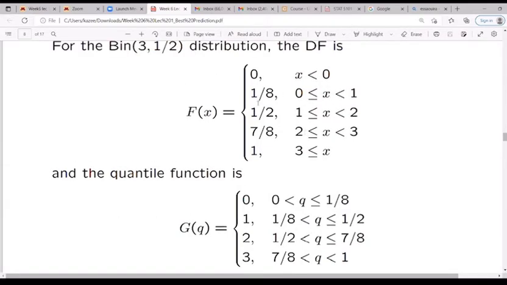When you take a look at this now, you're going to see between 0 and 1/8, that is when you have s equal to 0. And between 1/8 and 1/2, what you actually have is 1, less or equal to 1, so that's what you have. Between 1/2 and 7/8, what you have is 2. And of course, between 7/8 and 1, what you have is 3. So this is the quantile of this corresponding distribution function.